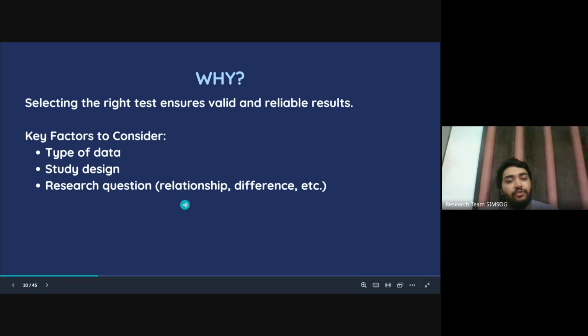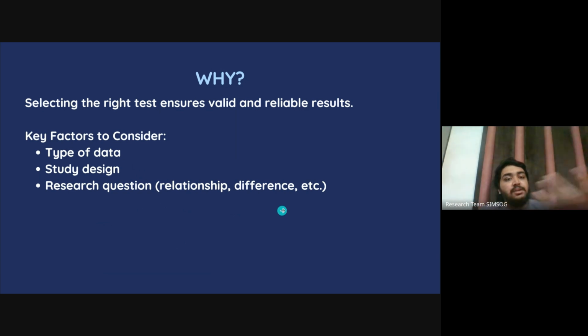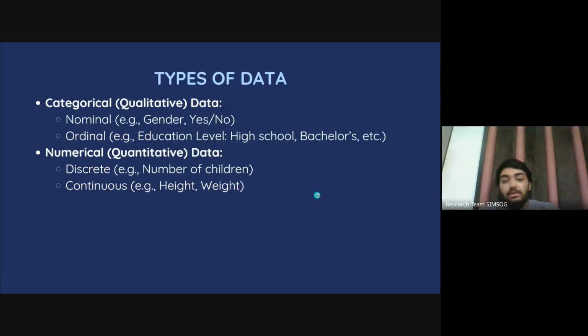So whether you want to find a relation, or whether you just want to find whether there is a difference between two groups, or you want to predict, or find the strength of a relation, these are the things to consider. Now, first thing is type of data. I won't go into details because my colleagues have, but you all know that data could be categorical, that is qualitative, or numerical, that is quantitative.